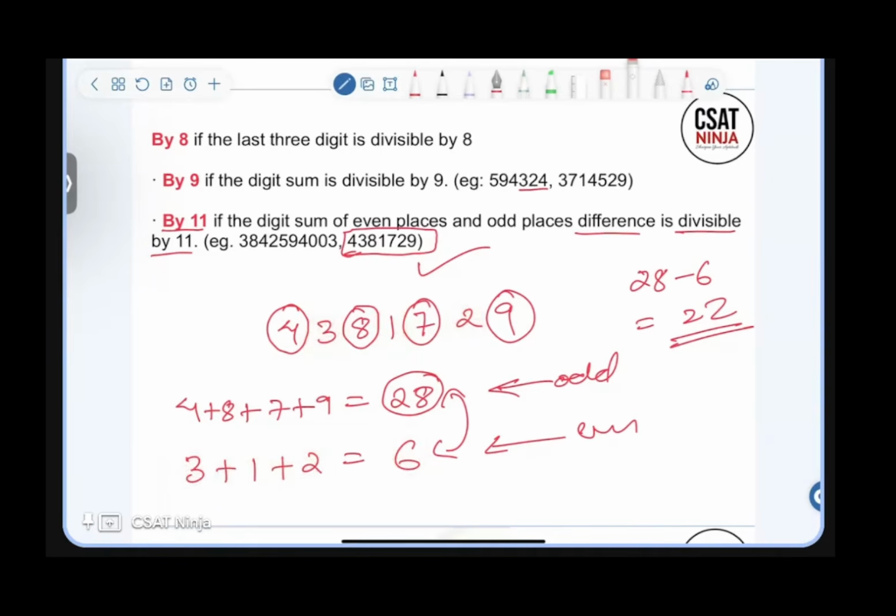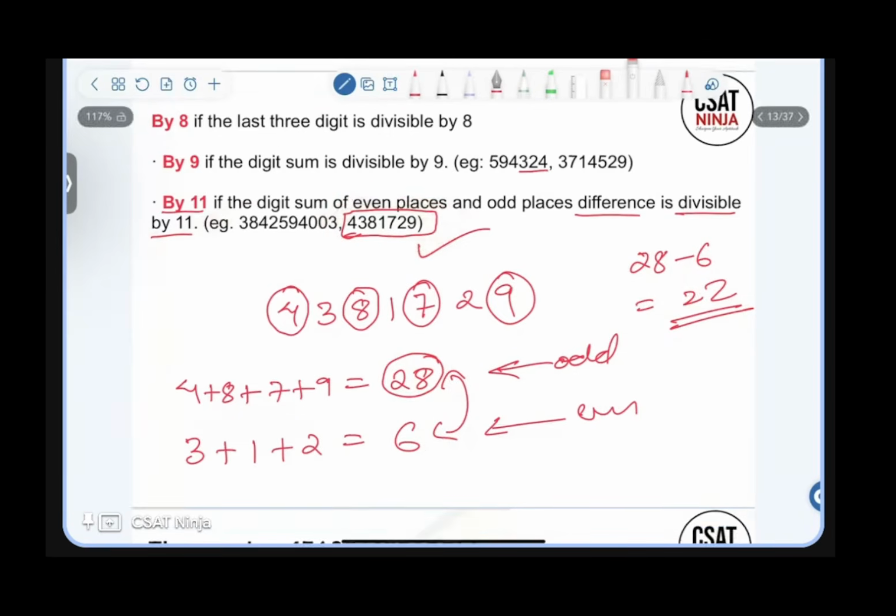The statement says if the difference of the digit sum of even places and odd places is divisible by 11. Difference, that means I need to find the difference of these two. So 28 minus 6, which I'm getting 22 there. So is this 22 divisible by 11? Yes. So which means the number here, 4381, is divisible by 11.